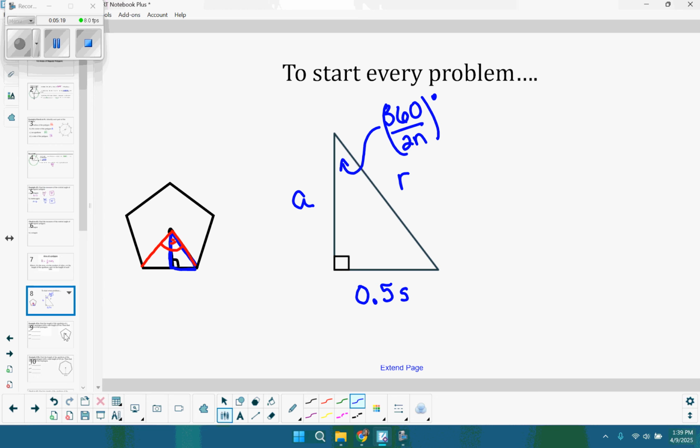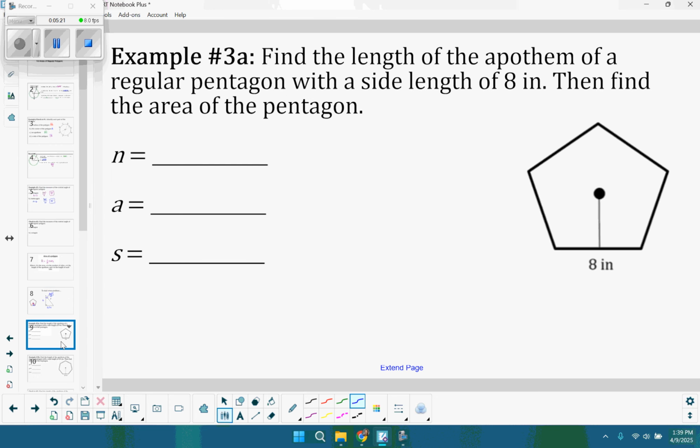So example 3A says find the length of the apothem of a regular pentagon with a side length of 8 inches. Then find the area of the pentagon. So the N for a pentagon, the number of sides, is 5. We don't know the length of the apothem. It says find the length of the apothem. So A currently is blank, and a side length of 8 inches. So S is 8. Let's make our little triangle.